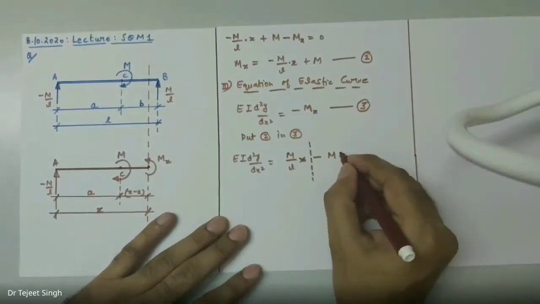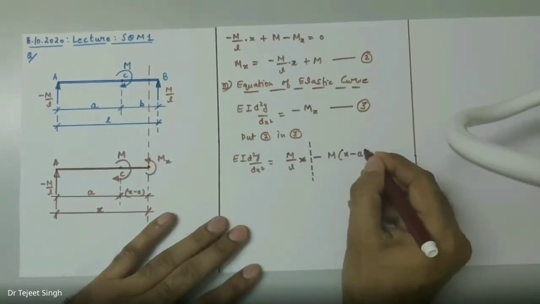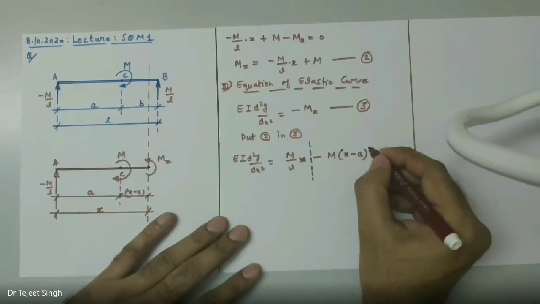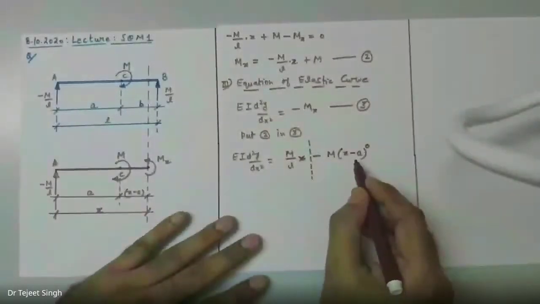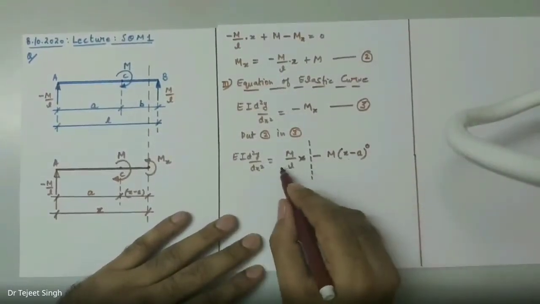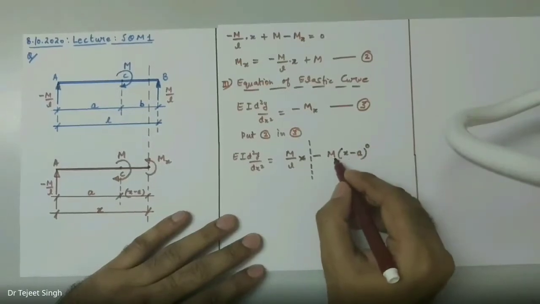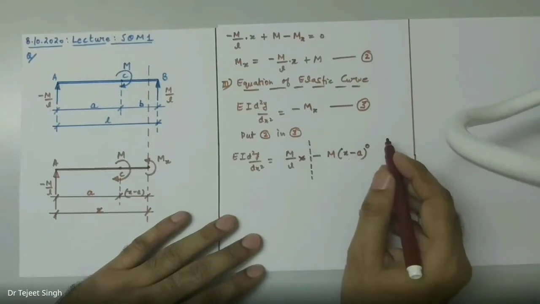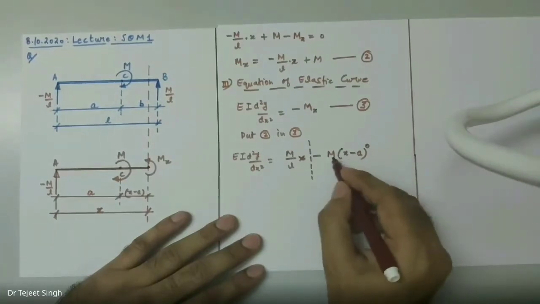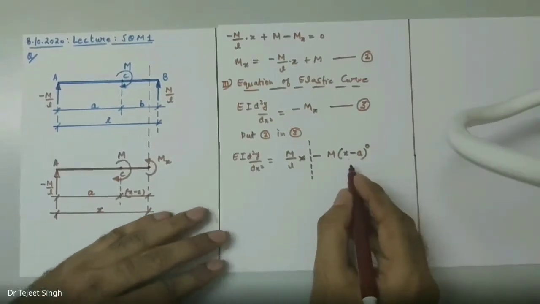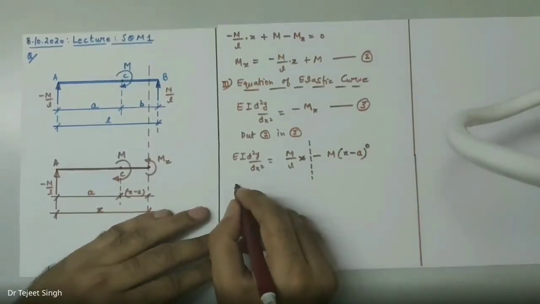So the standard form is that I multiply this M with the expression (x minus a) raised to power 0. This is a very important step because I have to bring my equation into a standard form. This (x minus a) raised to power 0 is equal to 1, so if it is 1 multiplied by M, it remains the same. Okay, now it is in standard form. Now I can go for integration. So I do first integration.